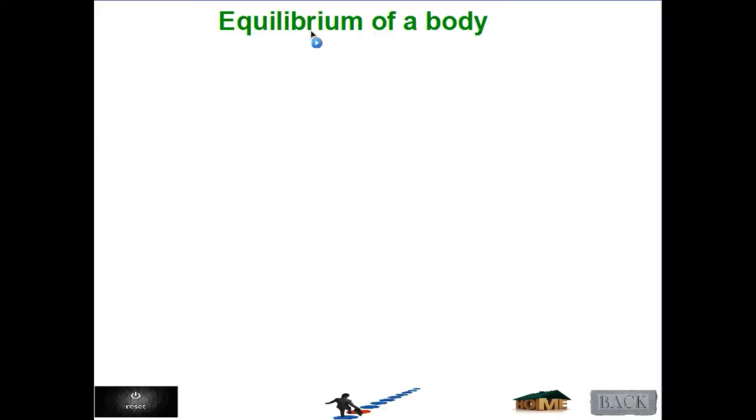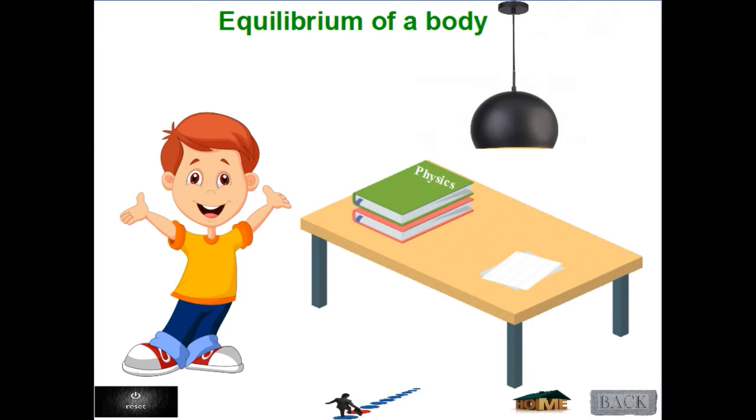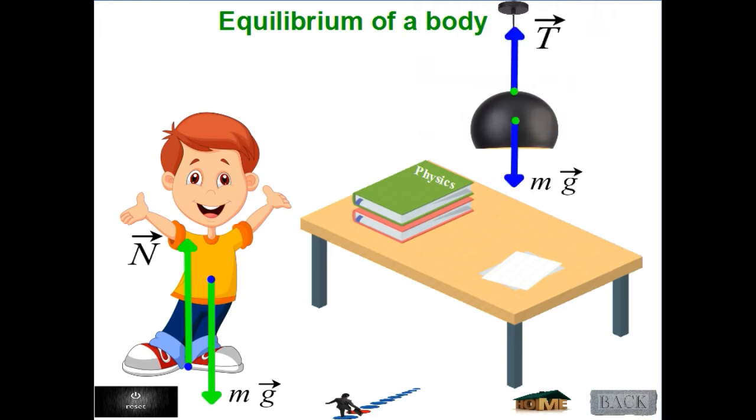Equilibrium of a body. We have this boy standing in his room. We can observe that the boy is at rest. Also his table is at rest, and the lamp is also at rest. What are the forces acting on the boy? We all know that he has the weight and the normal. The weight vertically downward and the normal vertically upward. Also the lamp has two forces, the weight vertically downward and the tension vertically upward.